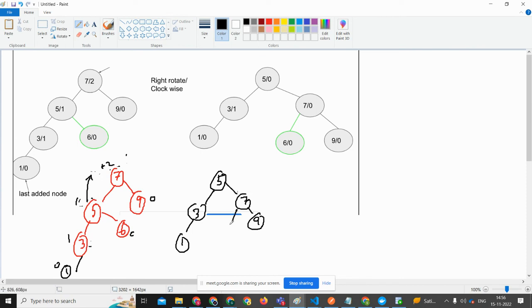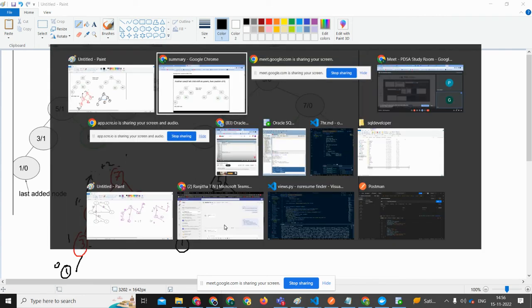When we have opposite signs, we have two rotations. So five, seven, nine, three, one. Do you understand here? Where is your doubt? Fine. Hope that is clear.